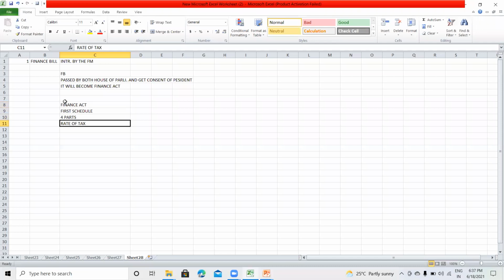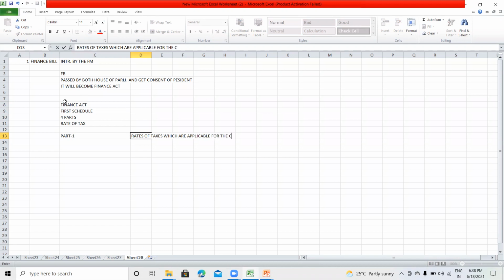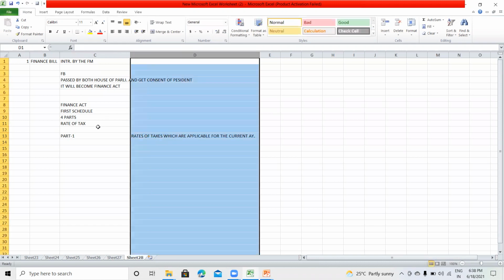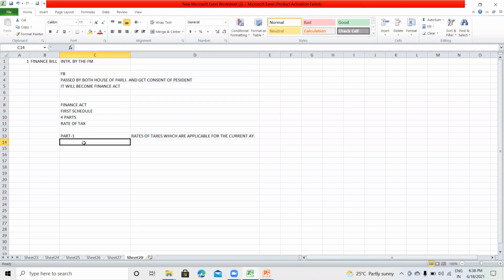So in the Finance Act, the first schedule contains four parts. Part 1 prescribes the rates of taxes which are applicable for the current assessment year, which is relevant for the current assessment year. It contains the rate of tax.